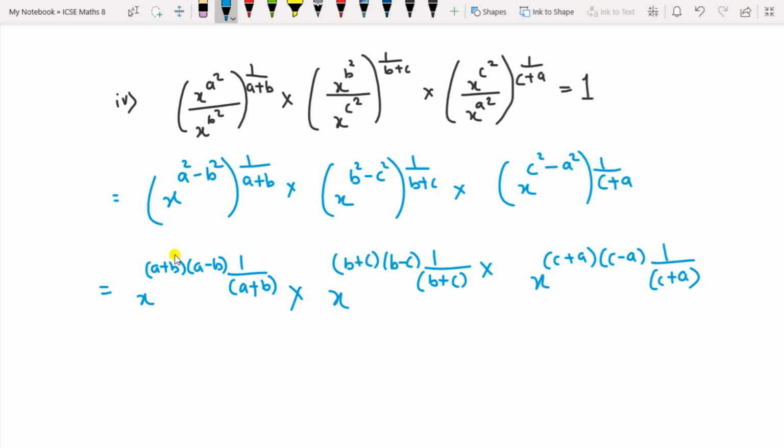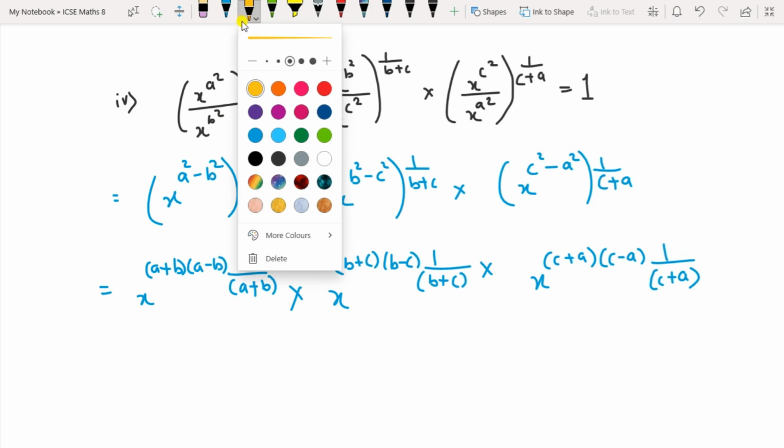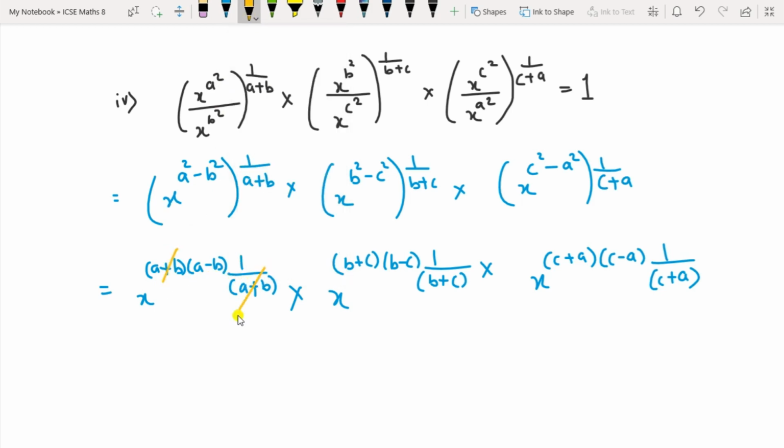Now here you can see this a plus b and a plus b get cancelled. This b plus c gets cancelled, and this c plus a gets cancelled. So the remaining is x raised to a minus b into x raised to b minus c into x raised to c minus a.